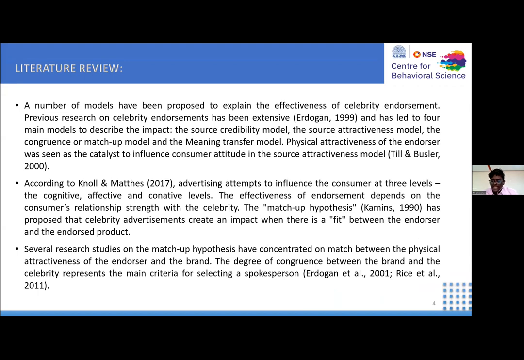Literature review. The literature review is fully based on the research objective, which is to use the sentiment score to find the impact of celebrity endorsement for the matchup hypothesis, and also for the high frequency and low frequency hypothesis. For this, the literature review has been carried out. A number of models have been proposed to explain the effectiveness of celebrity endorsement, and previous research has been extensive and has led to four main models: source credibility model, source attractiveness model, matchup model, and meaning transfer model. These are the four models proposed by Erdogan 1999.